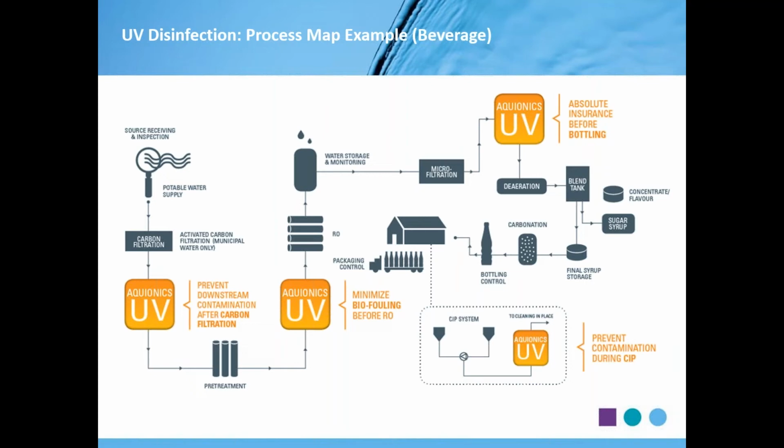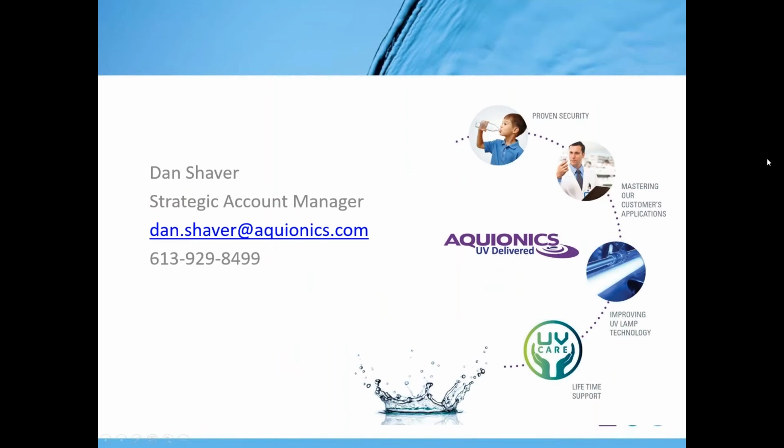Then further down the line, once everything's gone through the RO, there are a lot of other stages after it. Looking at this specific chart, maybe in a beverage process, looking at the deaeration tanks or other processes down the line that could use UV for disinfection, even after it's already gone through the initial stages of treatment. That's all I have for now, so I'll turn it back over to the organizers.